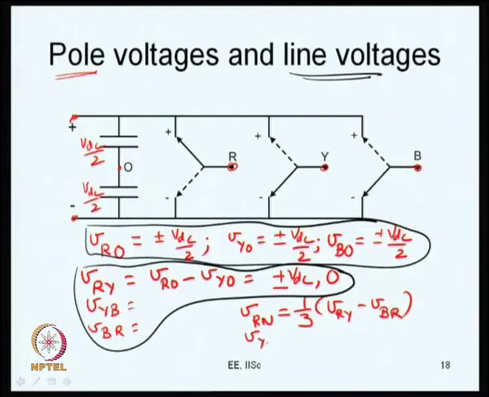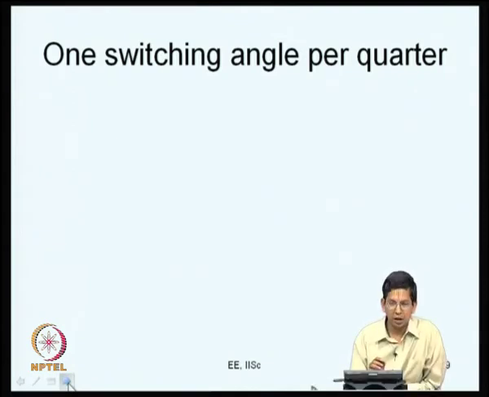Similarly, if you want VYN, that is going to be 1/3 of VYB minus VRY. Similarly, you will have VBN also. So, these are the line to neutral voltages applied on the load in case of a balanced star connected load now. These are the various voltages, we just needed to define them, and we have been able to define the pole voltages, line to line voltages and line to neutral voltages applied on the load. With this, let us move on to see how we can control the fundamental voltage now.